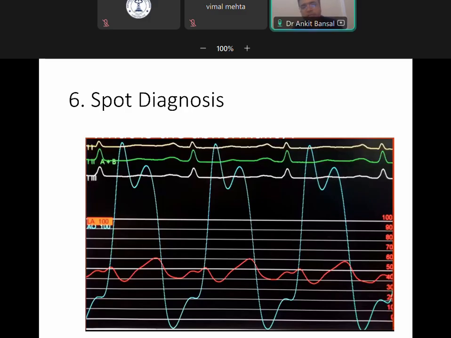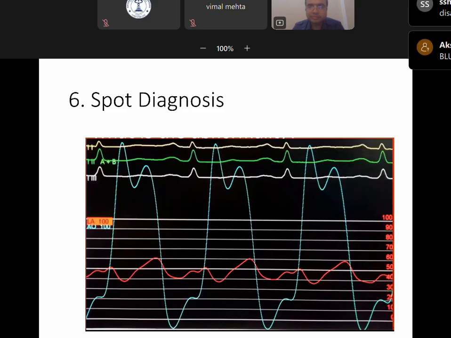Okay, interpret this trace and give your findings. First, you have to identify which trace, which chambers. Red LA, blue LV. Okay, very good.